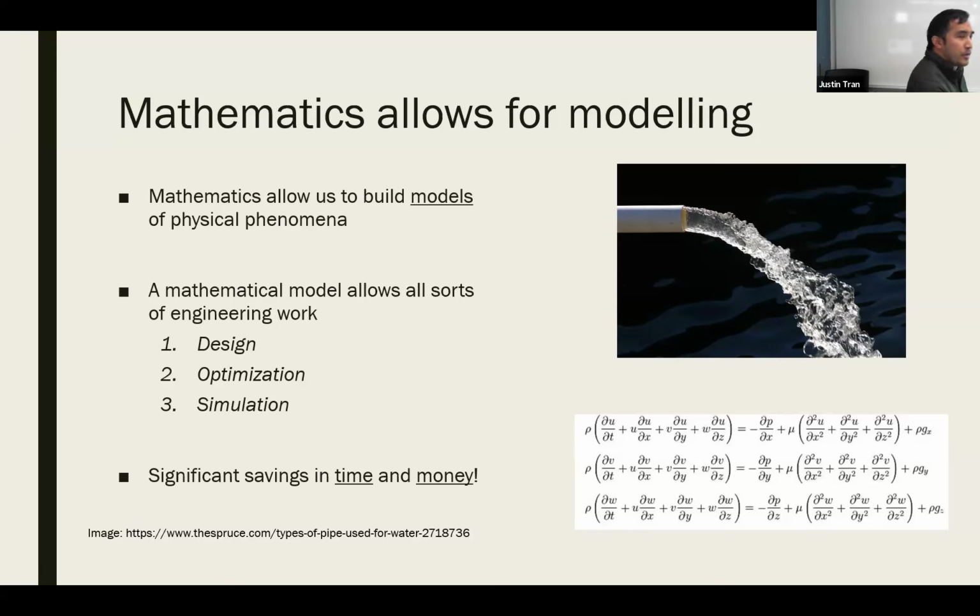So let's say you work for an aerospace company, and you want to build a prototype airplane. It's going to be difficult for you to go to your managers at Boeing and say, hey, I have this new airplane design that I want to try out.